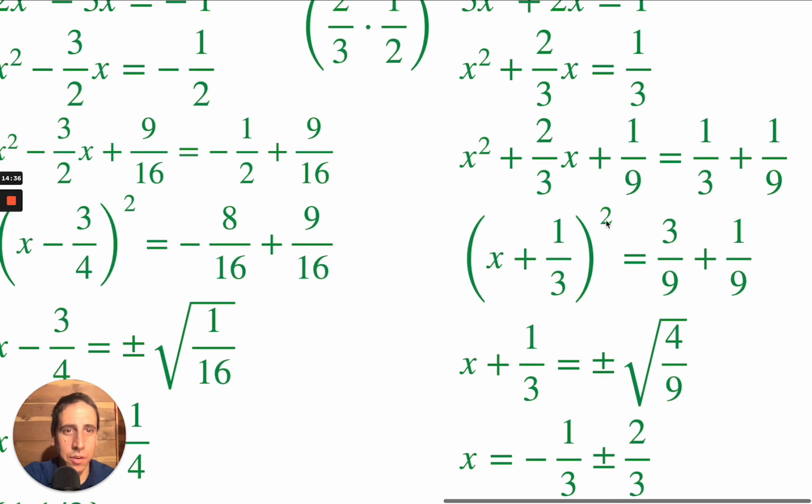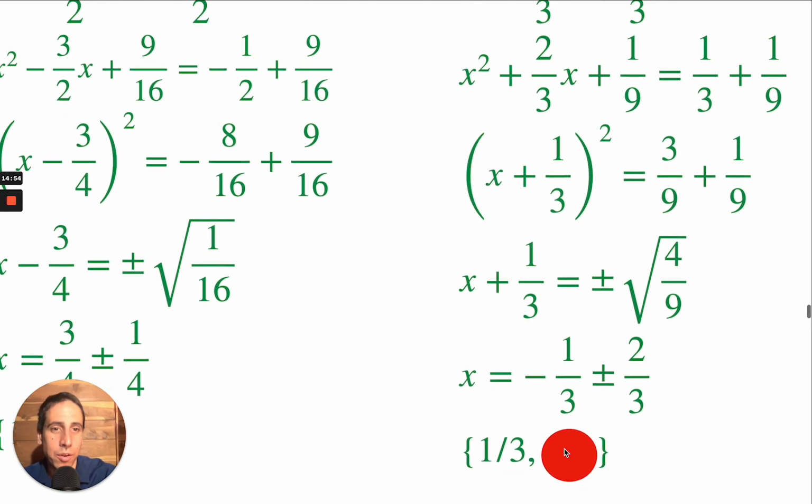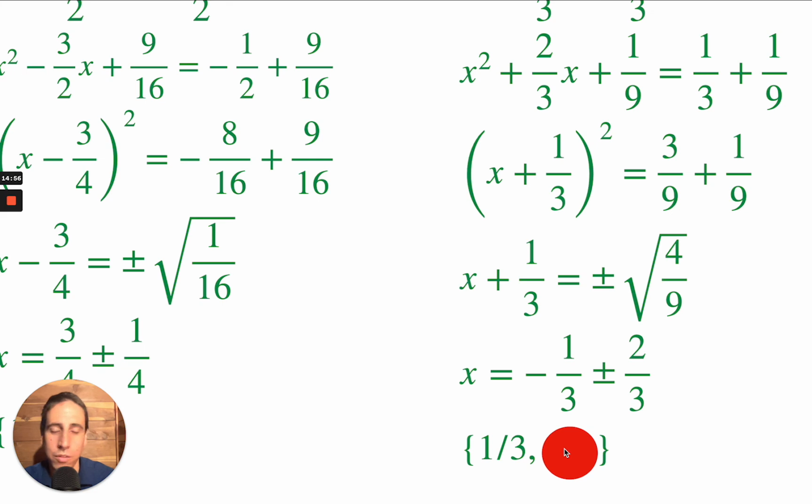X plus 1/3 squared is equal to 3/9 plus 1/9. Add them up, you get 4/9, and take the square root of both sides. You get x plus 1/3 is equal to plus or minus the square root of 4/9. You can take the square root of 4 and get 2. You can take the square root of 9 and get 3. And subtracting 1/3 from both sides, you get x is equal to negative 1/3 plus or minus 2/3.